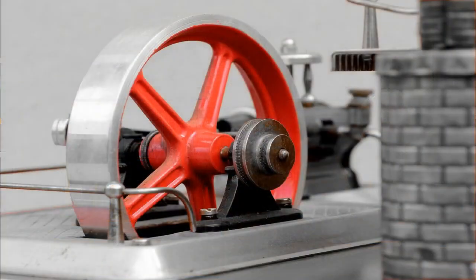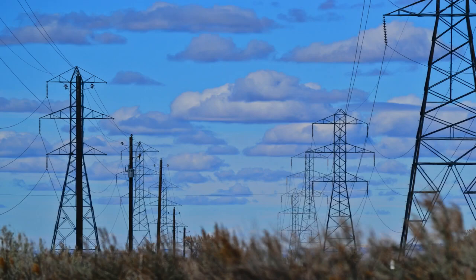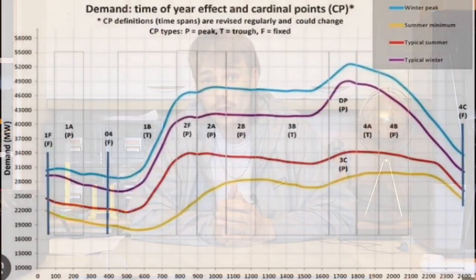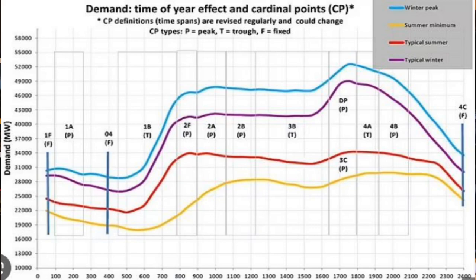The next one on my list is energy storage. Flywheels can be used as a form of energy storage in grid stabilization systems. They store excess electricity during times of low demand and release it when the demand is high, helping balance the electrical grid.